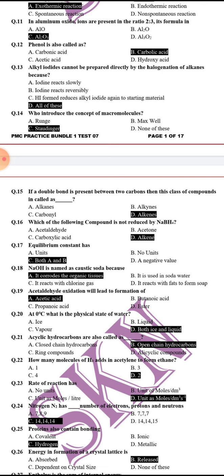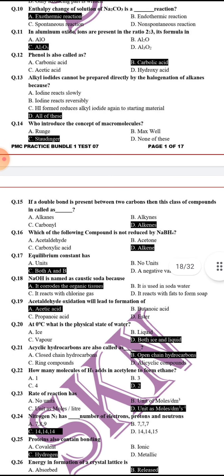The next MCQ, sorry, question number 17. Equilibrium constant has alpha units, no units, both can be. Yes, the equilibrium constant can have units or may not have units. So the correct option will be Charlie. Both A and B will be true.